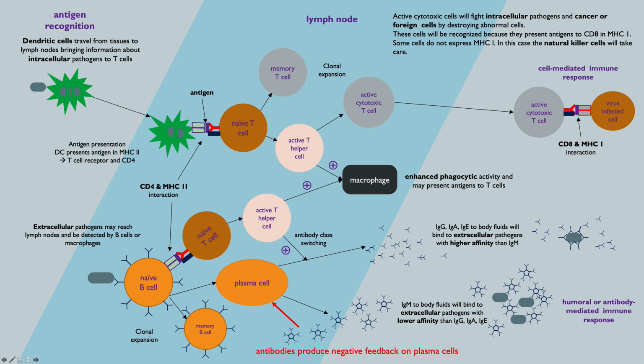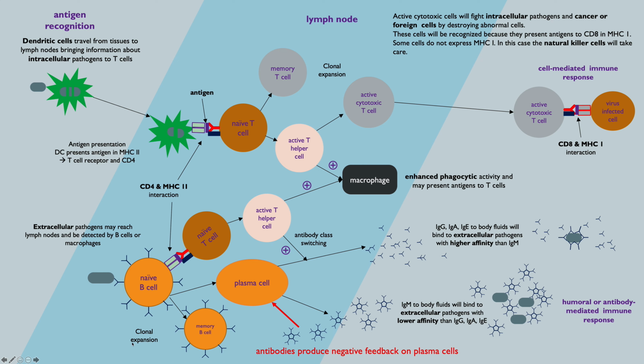These freely floating pathogens or antigens are going to be detected by the naive B cells. Notice that they have receptors, which are antibodies on their surface, that are like antennas that recognize specific pathogens. So there is going to be an interaction between the pathogen or antigen and the naive B cells.